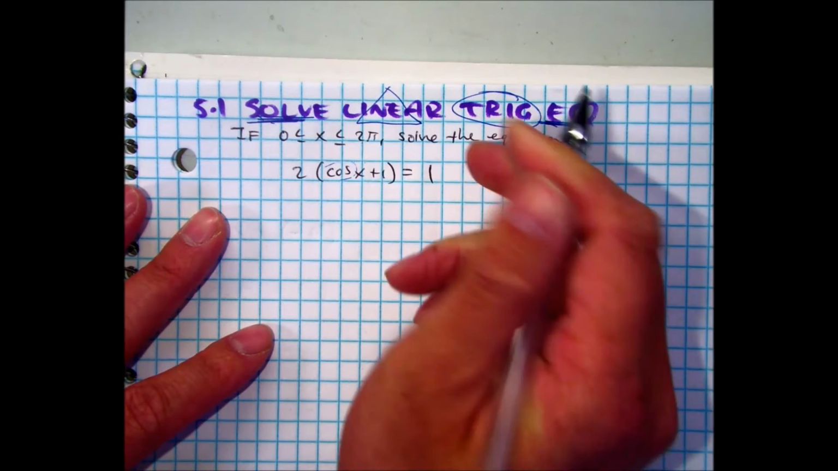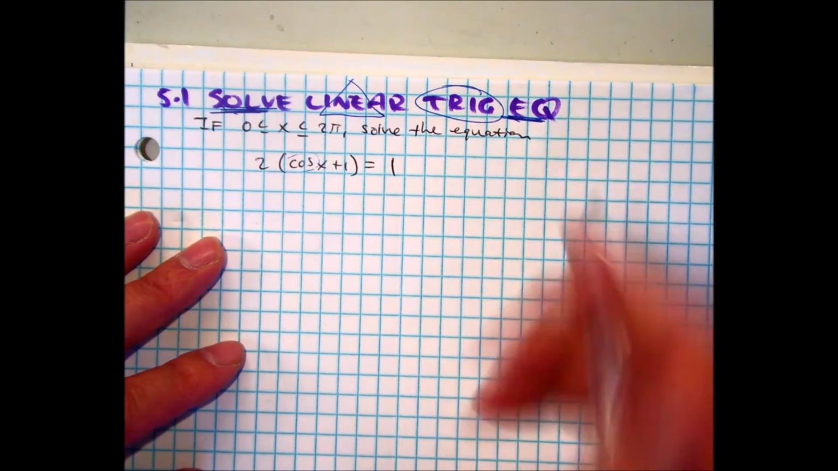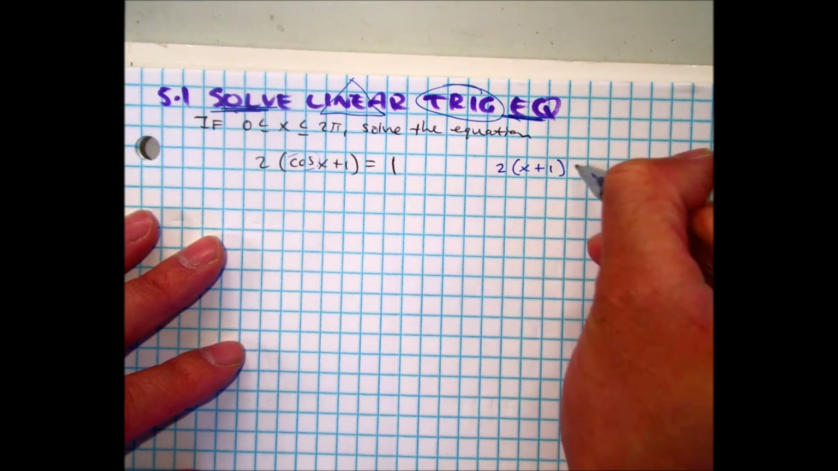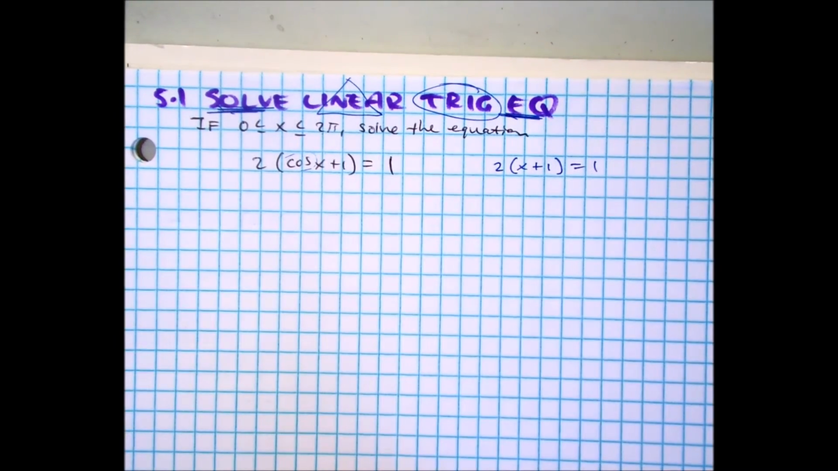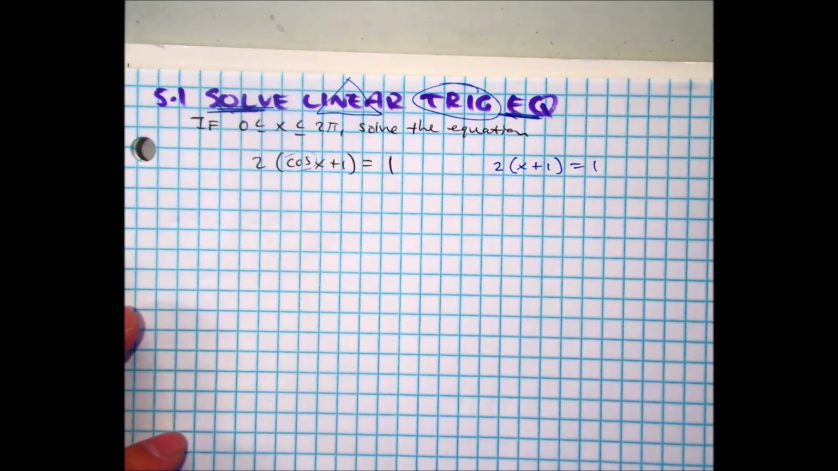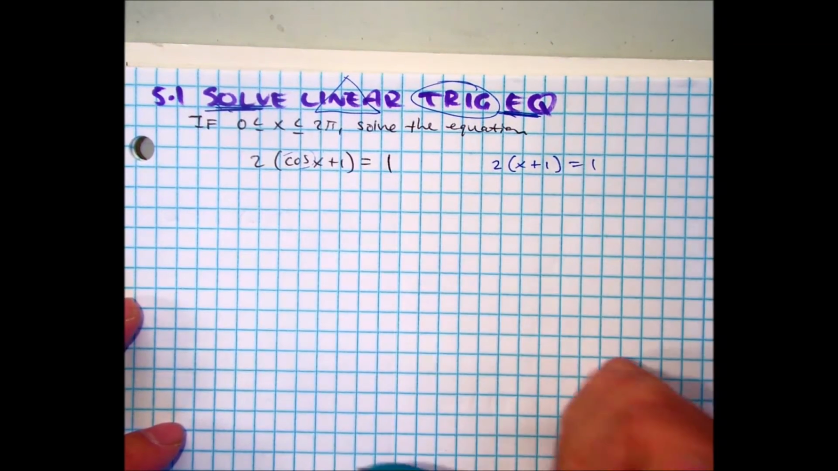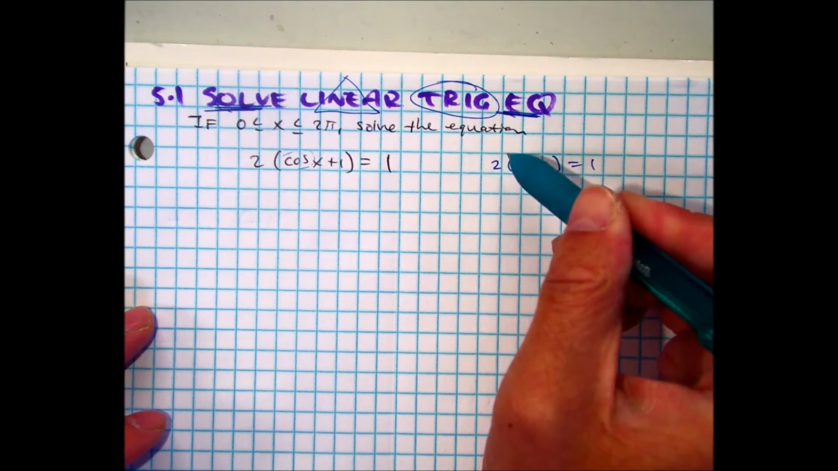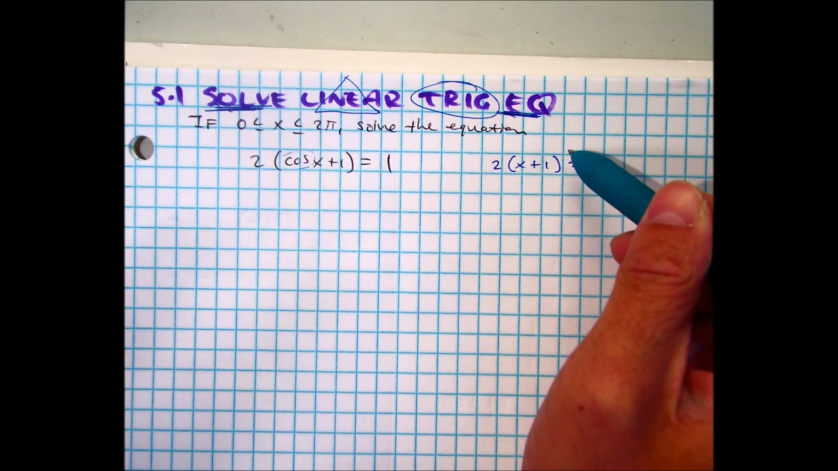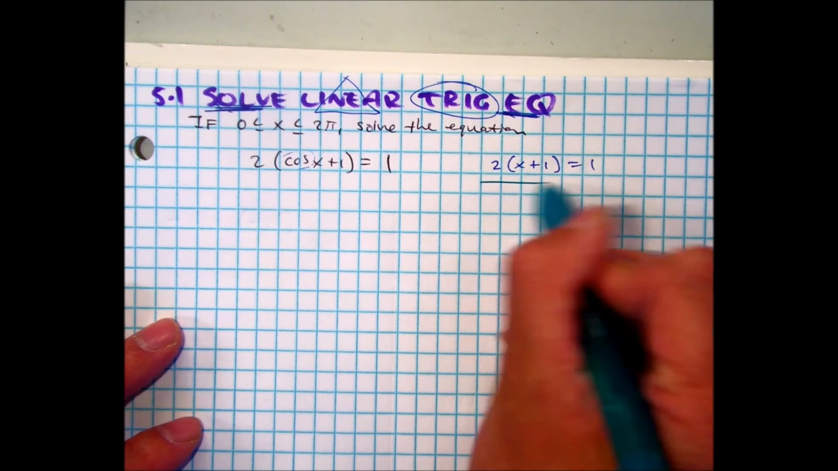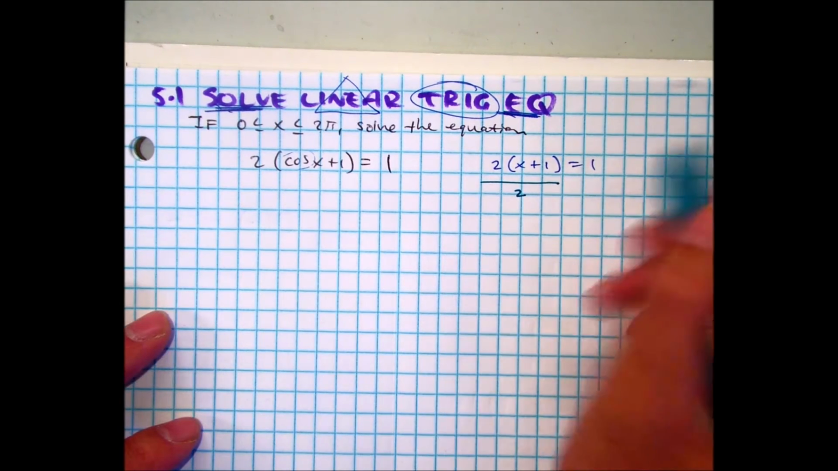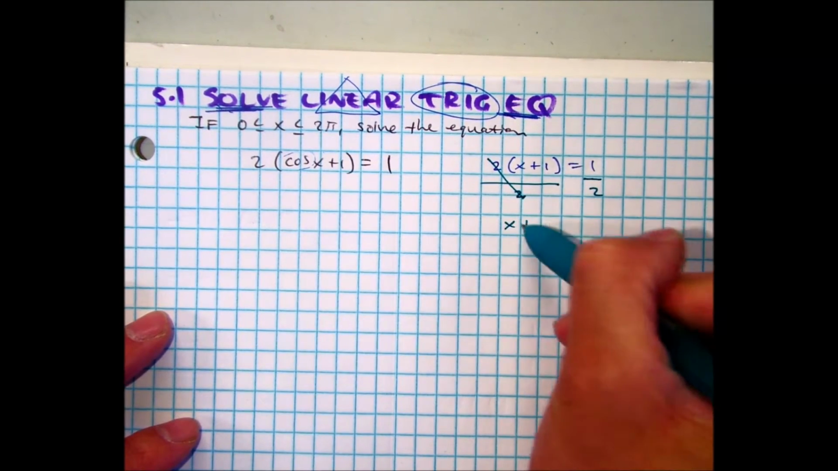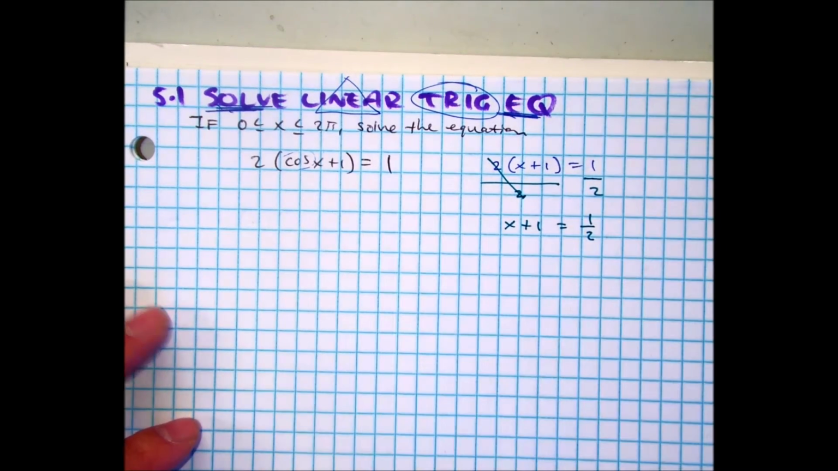Okay? So if we did a parallel problem over here, let's just say I did this problem: 2 times x plus 1 equals 1. Class, can you subtract 1 from both sides to solve for x? No, you could do two things. You could distribute, or I can divide by 2 on both sides. If I do that, I'm left with x plus 1 equals 1/2.